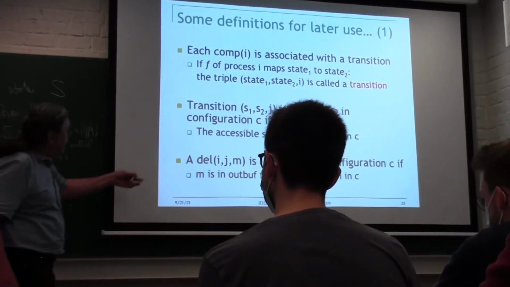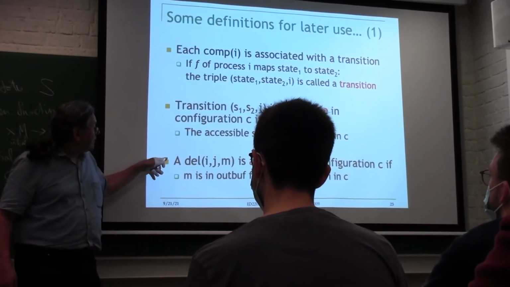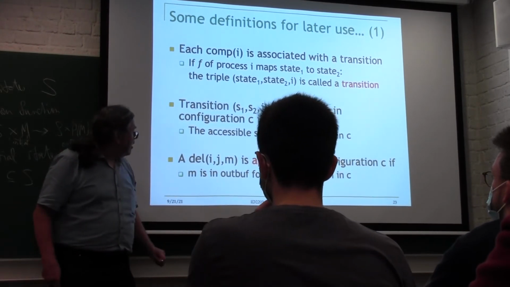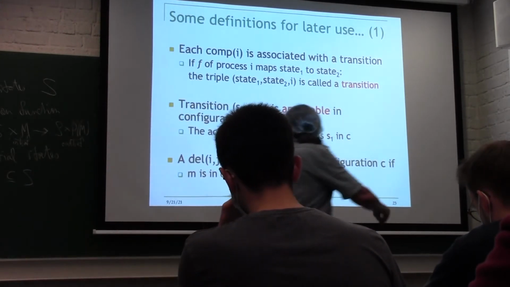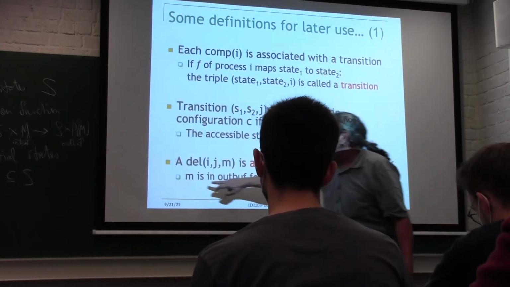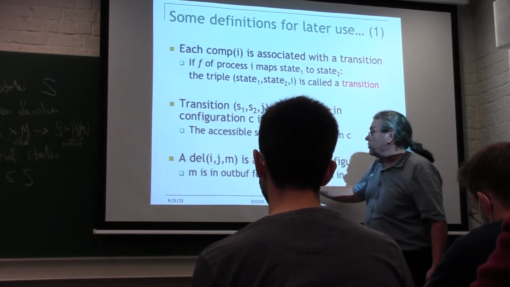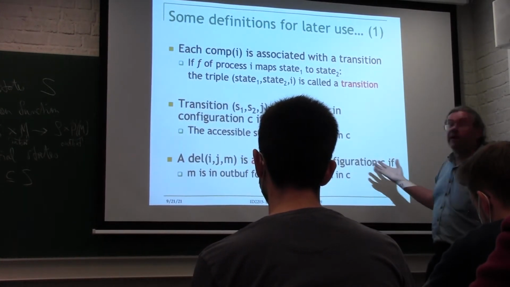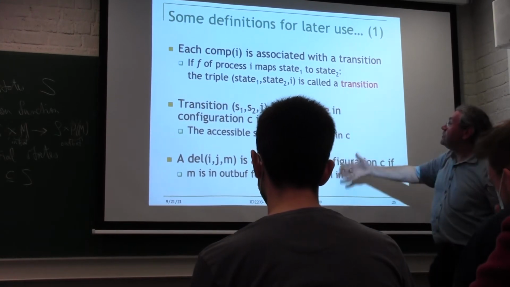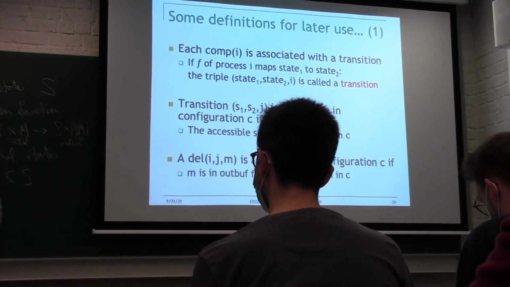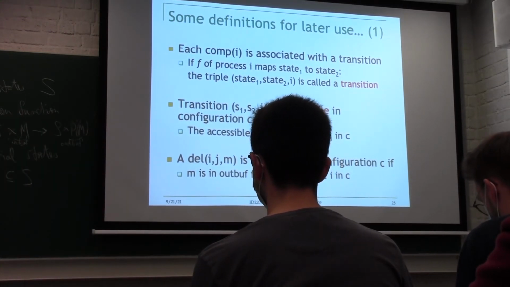And it's the same idea for the delivery event. So del IJM is applicable if in the configuration C there is an M in the outbuff for the link IJ. Okay? Otherwise you cannot do the del. So that's kind of reasonable. That's a word that's sometimes used in technical papers and so on. So I just mentioned it.